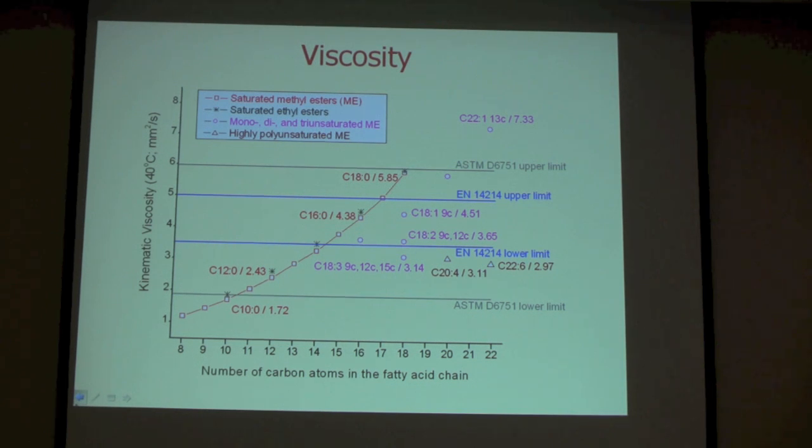Now it works out that essentially most major biodiesel components, like methyl palmitate, methyl oleate, and even the methyl linoleate, have viscosity in the range between 3.5 and 5.0, which is the European range.